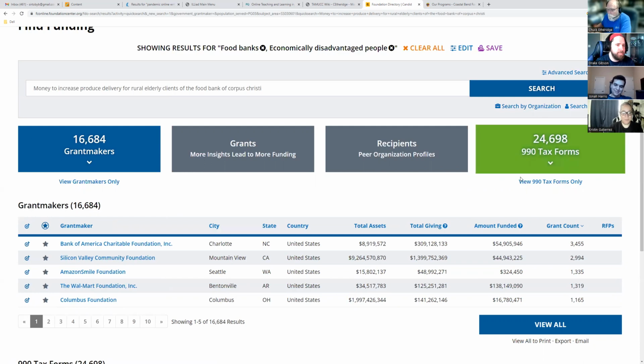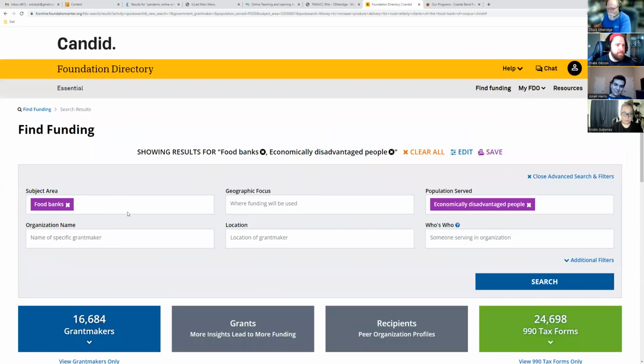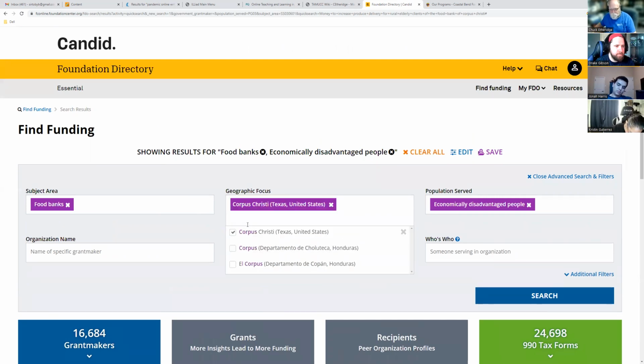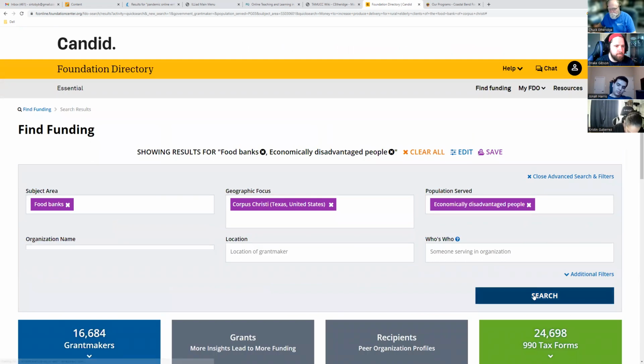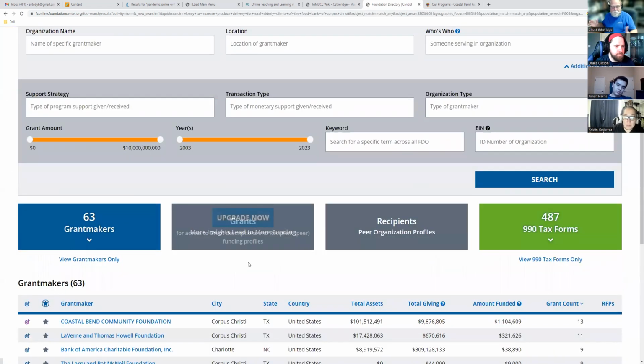So what we want to do is an advanced search. We want to see what terms they gave us. So food banks and economically disadvantaged people. We can add keywords to narrow it a little bit. So we do Corpus Christi, Texas, and we'll search. We'll add that keyword, and that gets us down to 63. That's actually a pretty good number.